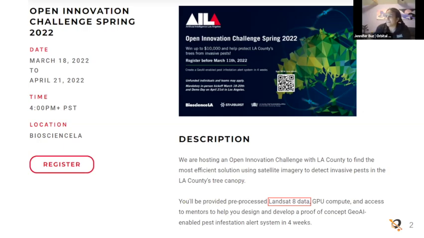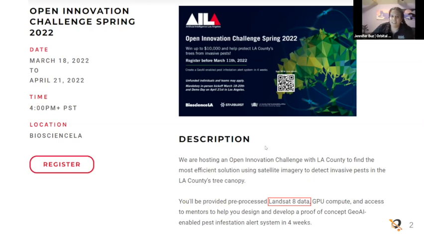So I'm actually going to talk a little bit about some of what I think could be useful from Orbital Sidekick for this project. And I'll point out here that Landsat 8 data is what's being provided for this challenge. And so Sue just talked about Landsat a fair bit, and I'll talk about it as well.